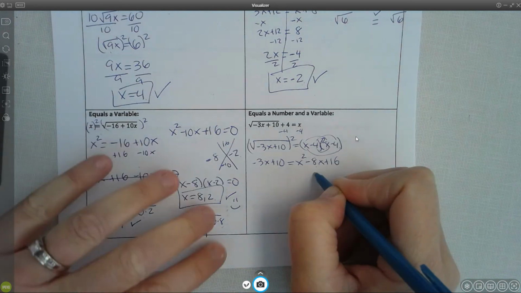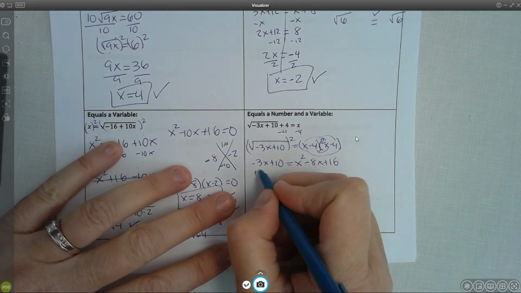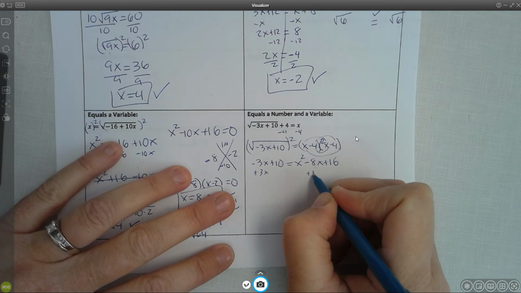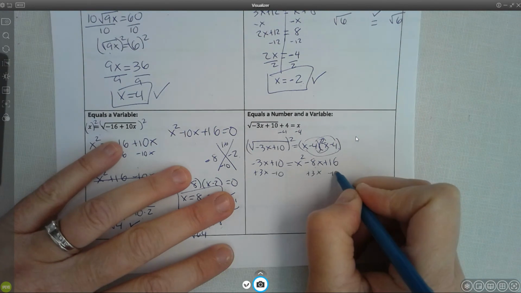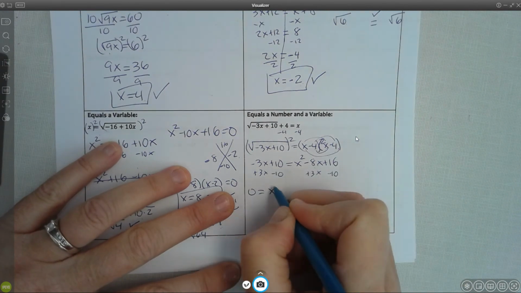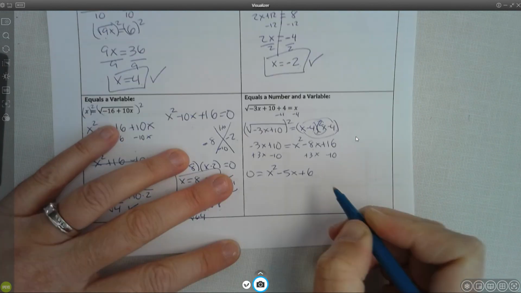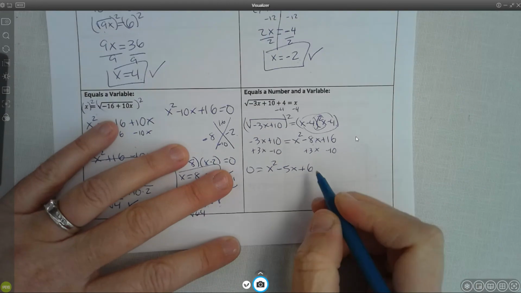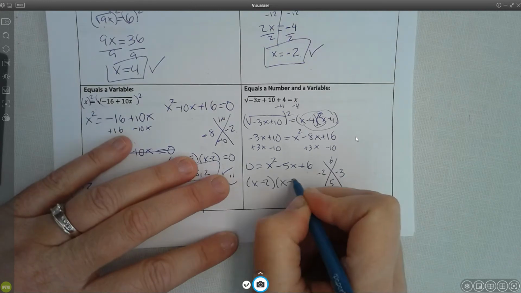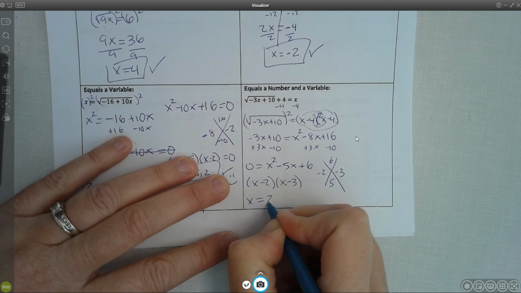That makes minus 8. Now I need this to equal 0, so I'm going to add my 3x and minus my 10. Factors of a positive 6 to get a negative 5. Make sure you write a positive 6 because this is a tricky one. So that's negative 2 and negative 3. So my zeros are 2 and 3.